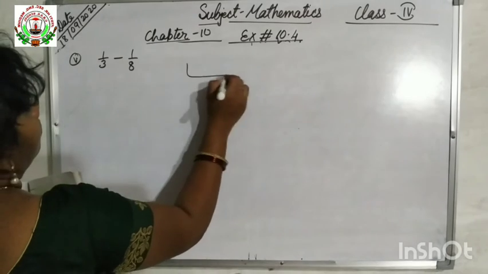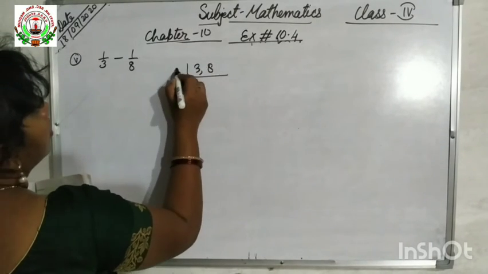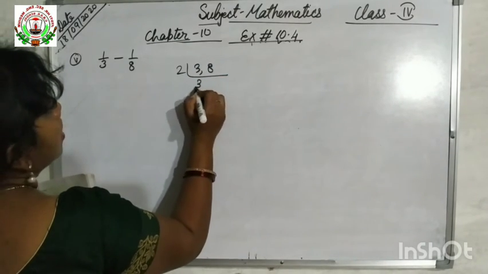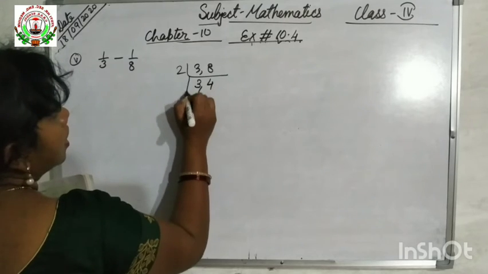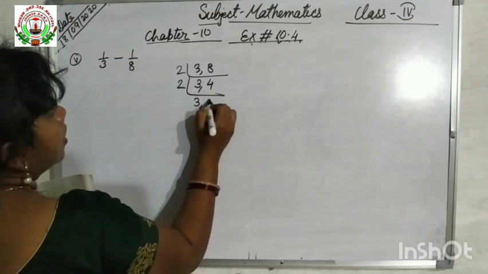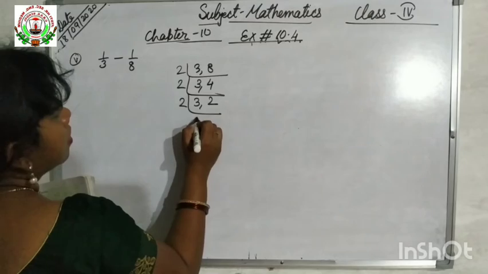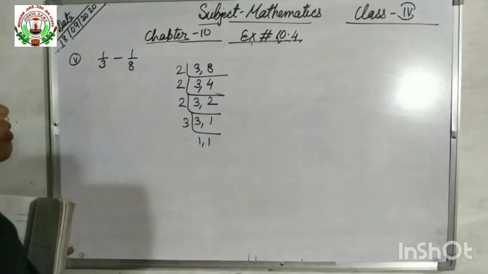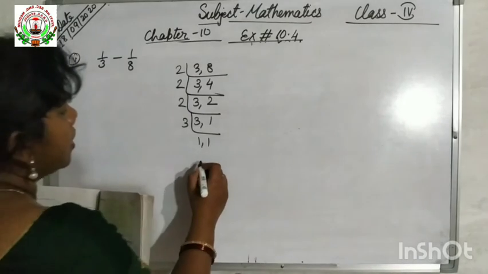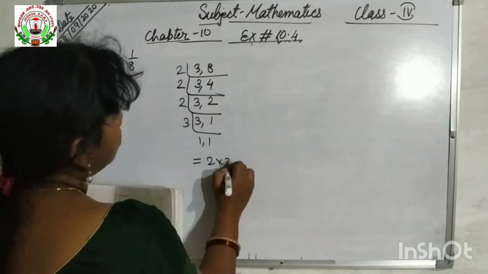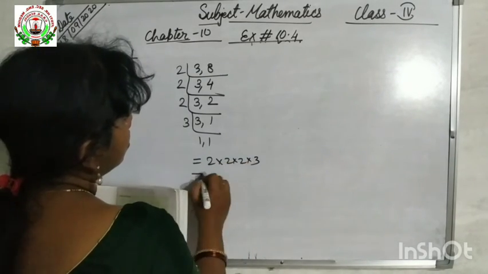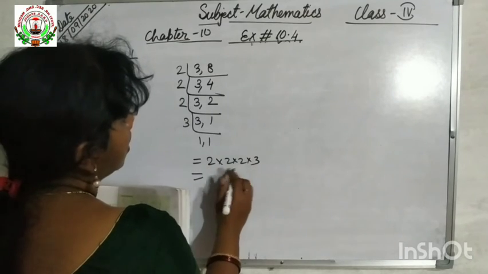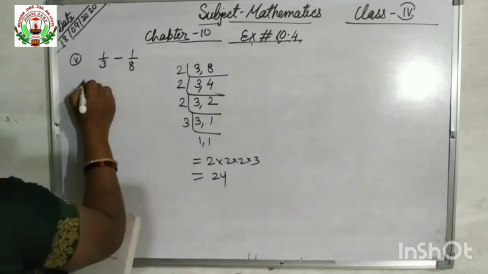Here 3 and 8. 8 is divisible by 2. 3 as it is you will write. 2 4 ja 8. Then 2 2 ja 4. Then 2 1 ja 2 and it is 3 1 ja 3. Okay. Now multiply it. 2 into 2 into 2 into 3. 2 2 ja 4. 4 2 ja 8. 8 3 ja 24. So LCM is 24.